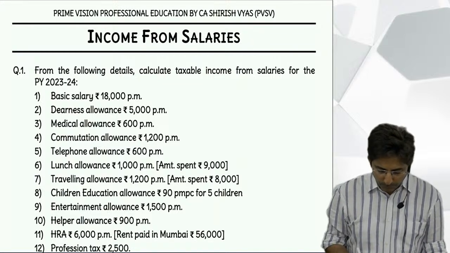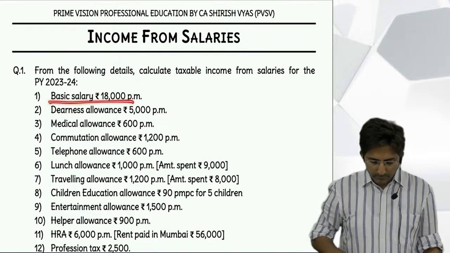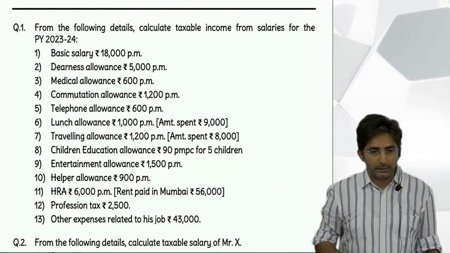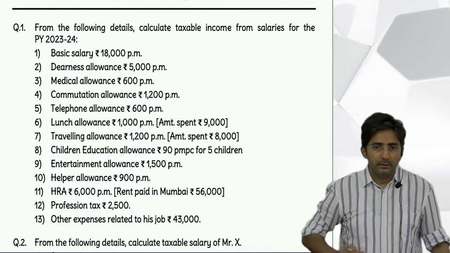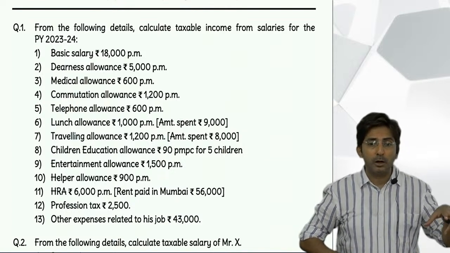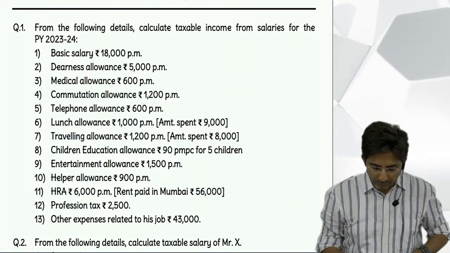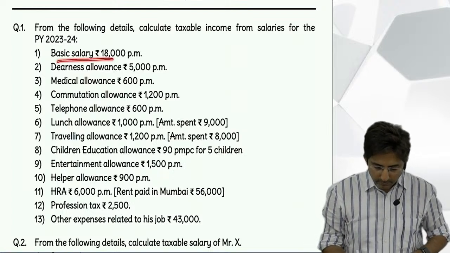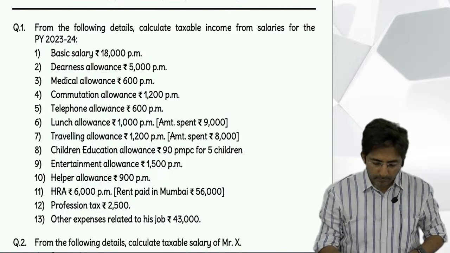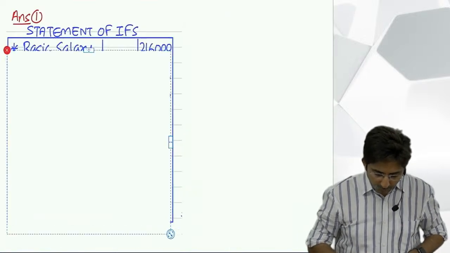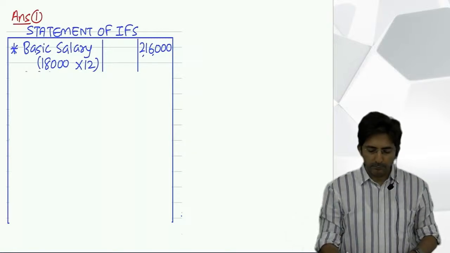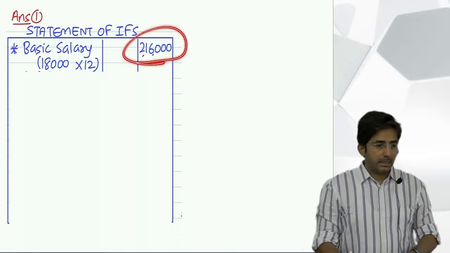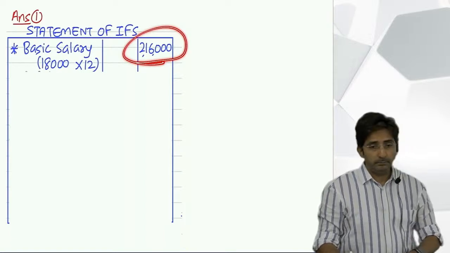Now for each point, what will we decide? Taxable or exempt. So start one by one. Basic salary, taxable or exempt? Taxable. So in the outer column, dash or amount? Amount. But 18,000 is per month, so multiply by 12. So basic salary is 2,16,000.